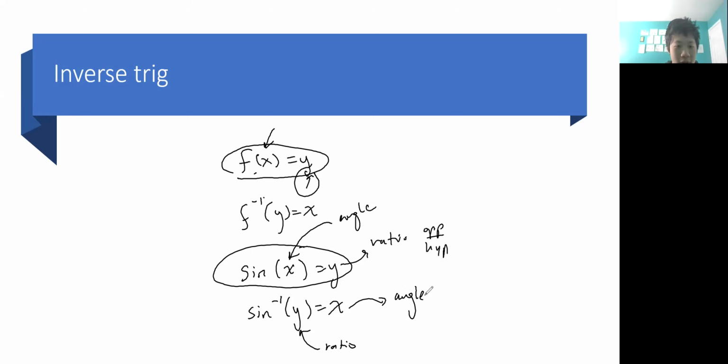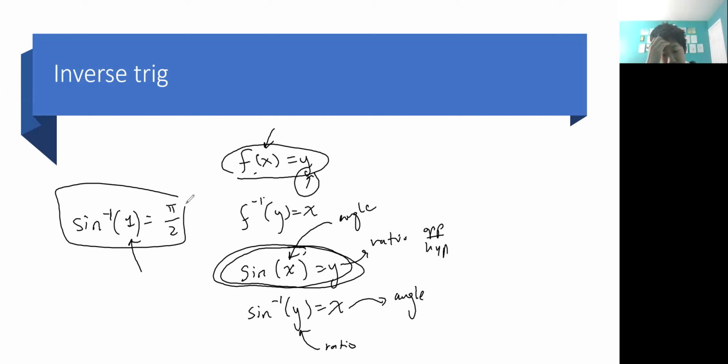As an example, what is the inverse sine of 1? We plug in this ratio here. This is the value we got after applying sine to some angle, so we have to find what angle that was. What angle would give you a sine of 1? Pi over 2. So pi over 2 is the inverse sine of 1. We're plugging in a ratio, and the output is the angle that made that ratio.